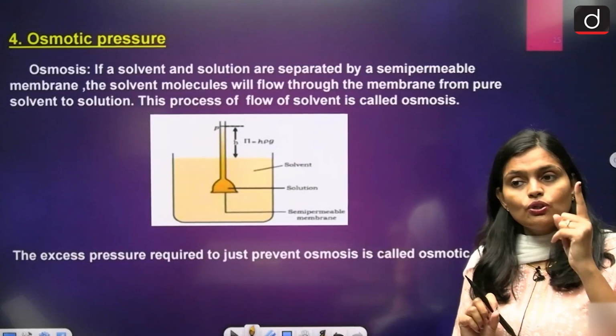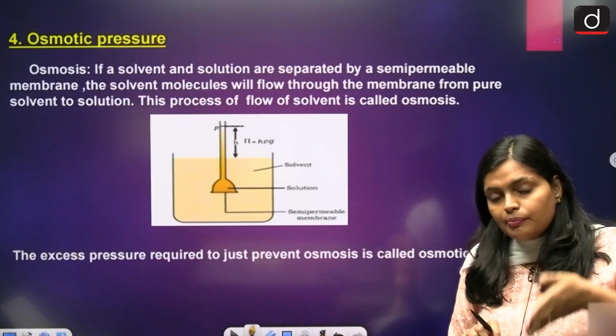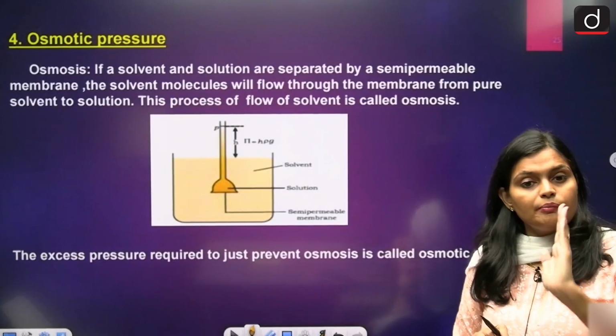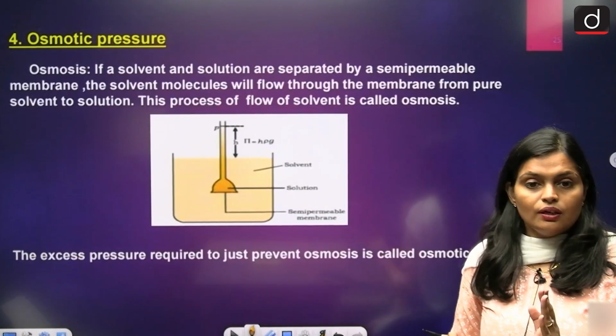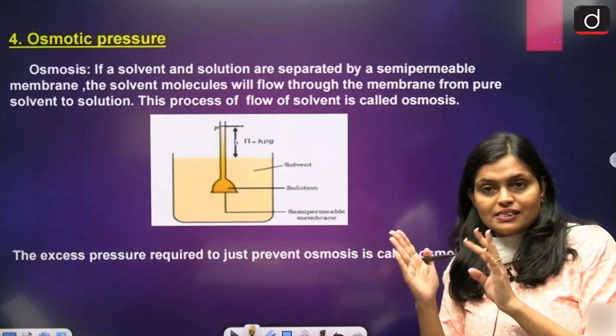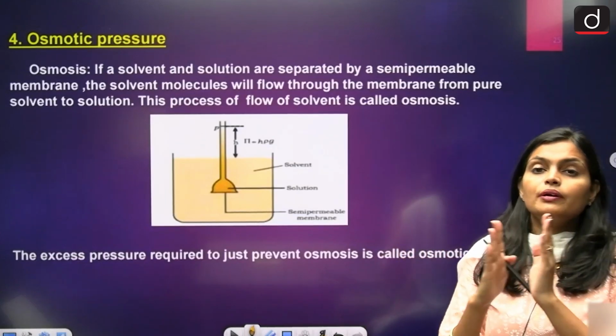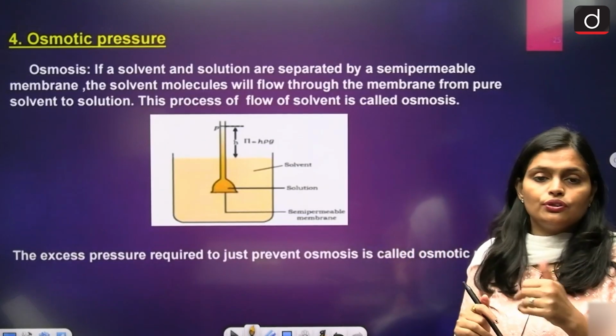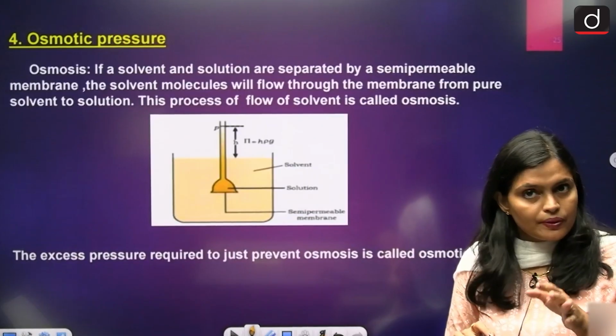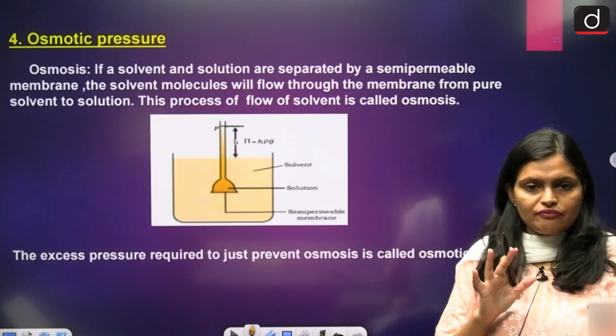Another difference is that in osmosis you require a semi-permeable membrane. There is a passing of solvent through a semi-permeable membrane. In diffusion, you are not required to have that membrane. ओके तो ये तो ऑस्मोसिस एंड डिफ्यूजन है.